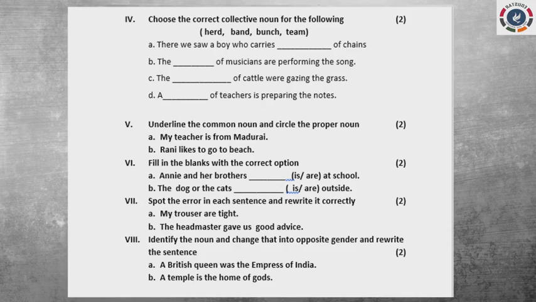And 7th Roman letter spot, you have to spot the error and rewrite the sentence. And the 8th Roman letter is identify the noun and change that into opposite gender and rewrite the sentence. Here, a British queen was the empress of India. Here the gender nouns are queen and empress, right? So you have to change it into the opposite gender. And temple is the home of gods. Here also gods, goddess. Likewise you have to write.